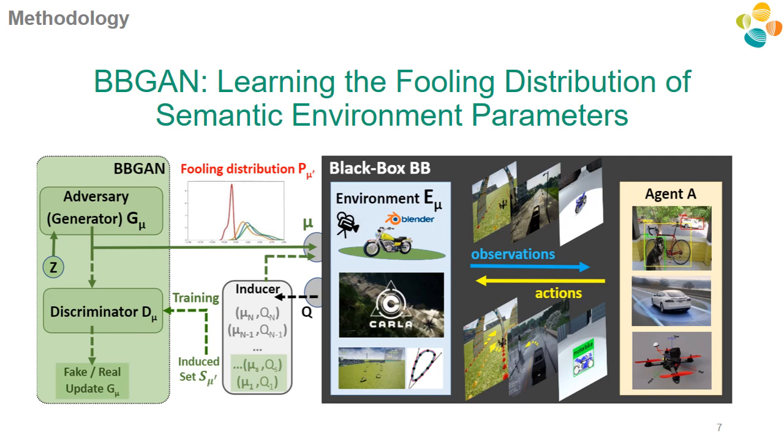Here we show how BBGAN, a GAN that tries to learn the distribution of parameters that will fool the agent in the environment. The training happens by passing a set of different parameters, and then the inducer would try to filter all of these parameters according to their Q score obtained from the environment. And then the filtered parameters would be passed to the GAN for training. After training, the BBGAN would basically sample fooling parameters that would always be fooling for the agent.